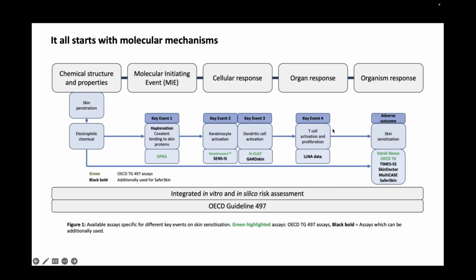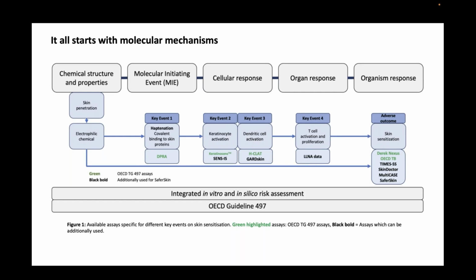So already existing data, it's important to use it and to implement it in the whole assessment process as well. And based on those molecular mechanisms, you can build in silico prediction models. As you can see here, we have direct nexus. Also, the OECD developed a toolbox, SaferSkin, multicase, and so on, which are mostly QSAR prediction models.